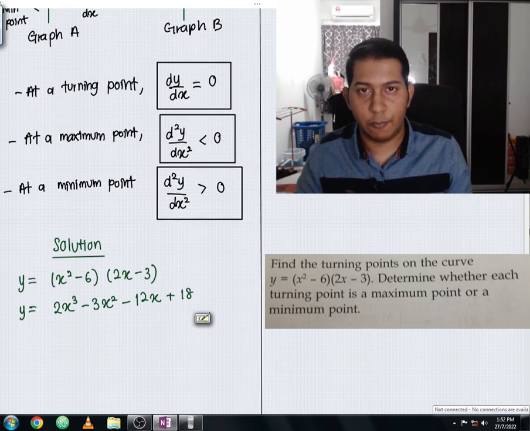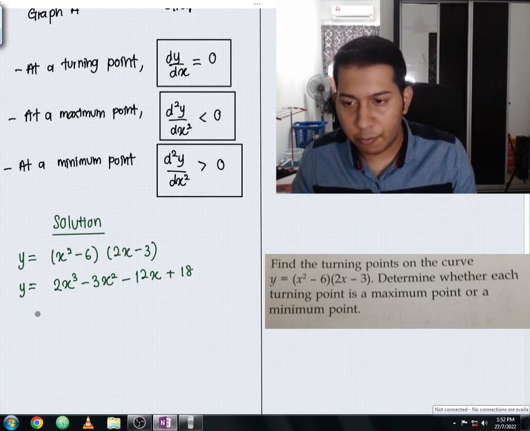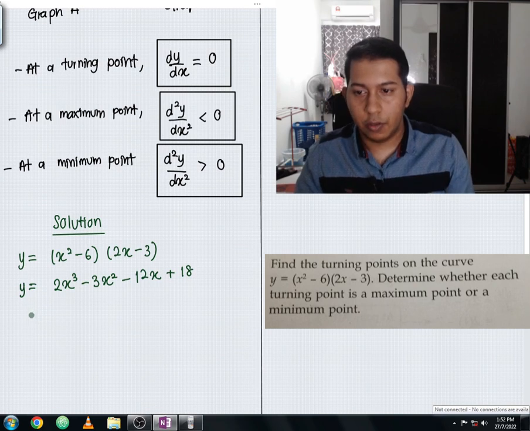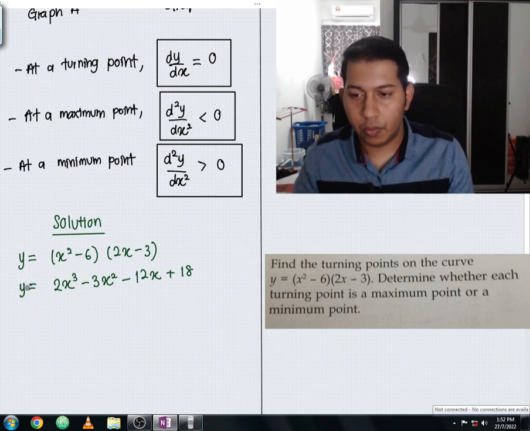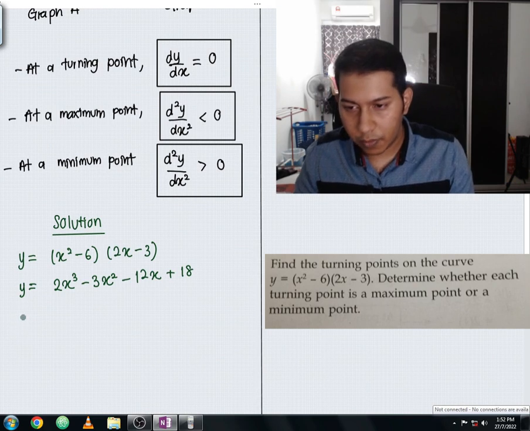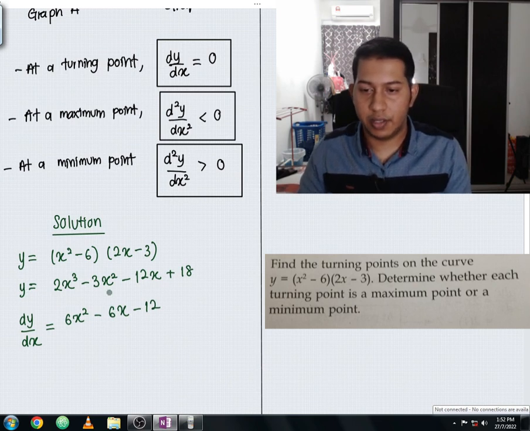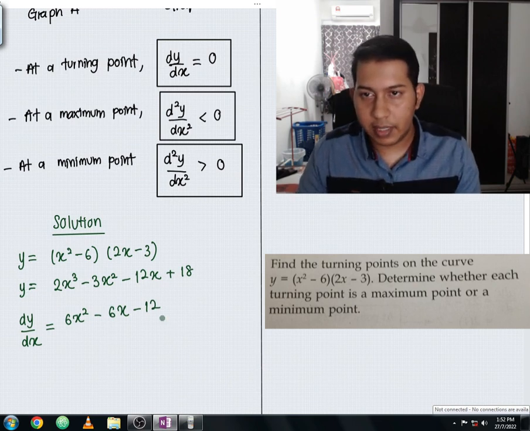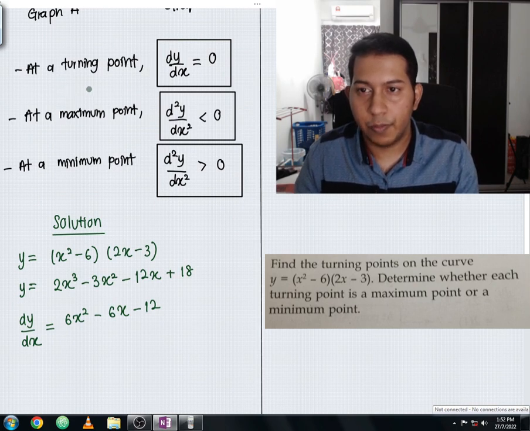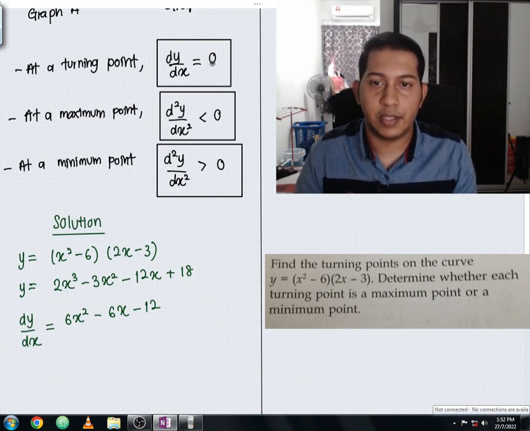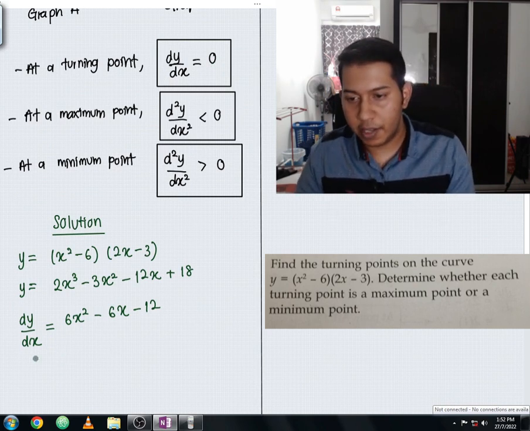So this is your step 1, guys. Once you're done with step 1, the next step is you perform the differentiation with respect to x. So from here, dy over dx equals 6x squared minus 6x minus 12. When you differentiate this, this is what you're going to get. Since the question asks us to find the turning point, the condition of a turning point is dy over dx should be equal to 0.